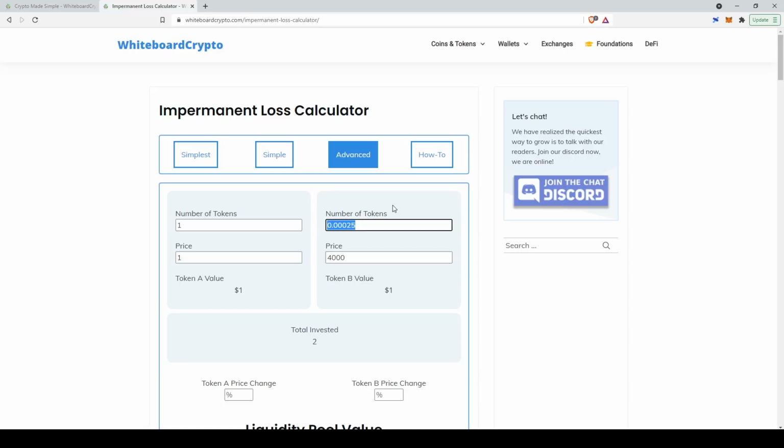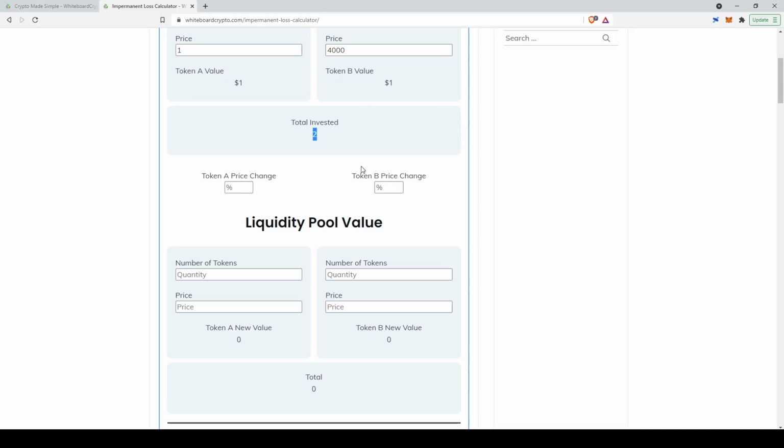And this is because whenever you provide liquidity to a position, the value of token A must always equal the value of token B. And then as we can see here, we have $1 in token A, $1 in token B, that equals $2 total invested. Now, if we scroll down here and we want to say maybe Ethereum goes up 35%. By typing in 35%, we've actually automatically adjusted all of these numbers in the pool to see the outcome.